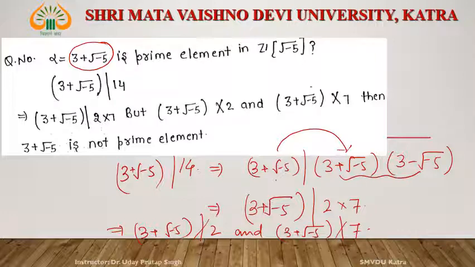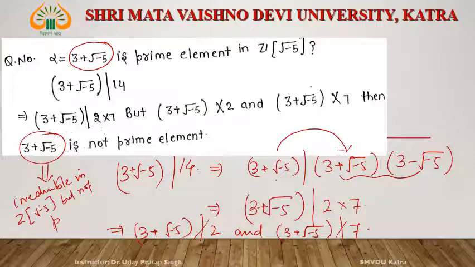Okay, this does not divide 2 and this does not divide 7. It means 3 plus square root of minus 5 is not prime. See, it is irreducible in Z[square root of minus 5] but not prime. Okay, this is irreducible but not prime.